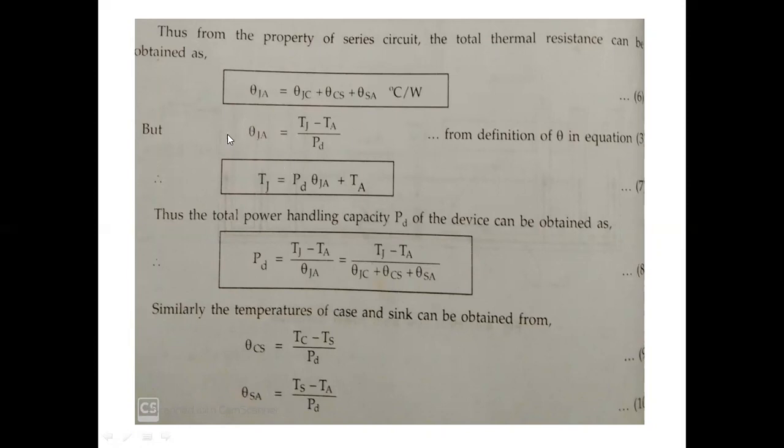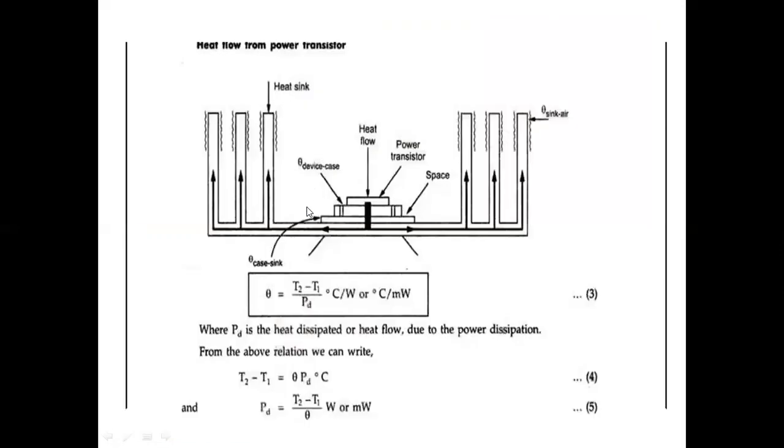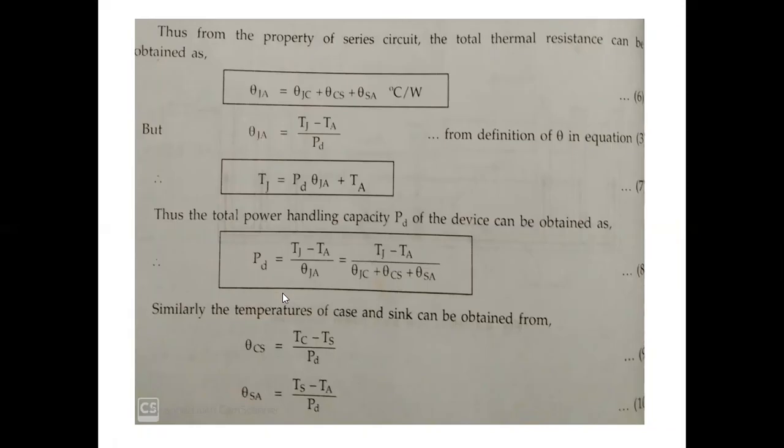So we know theta Ja is Tj minus Ta by P. From the above equation, what is theta Ja? Theta Ja can be represented as Tj minus Ta by Pd. That is the temperature difference between junction and ambient, represented as Tj minus Ta. Okay. So Tj minus Ta by Pd is theta Ja. From this equation, what is Tj? Tj is equal to Pd into theta Ja plus Ta.